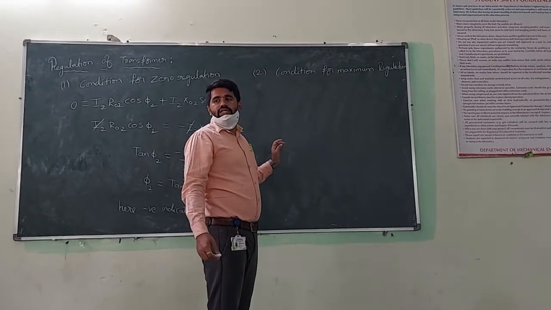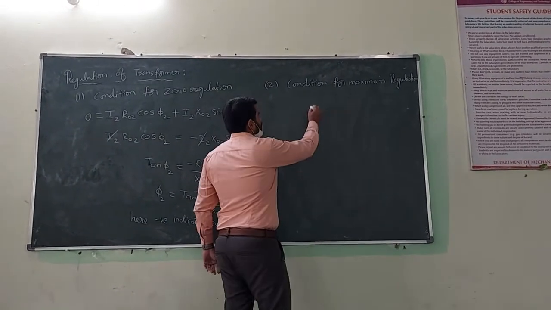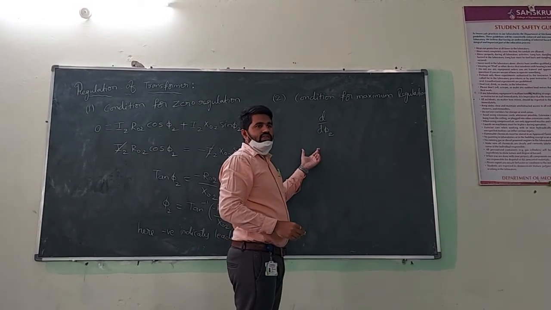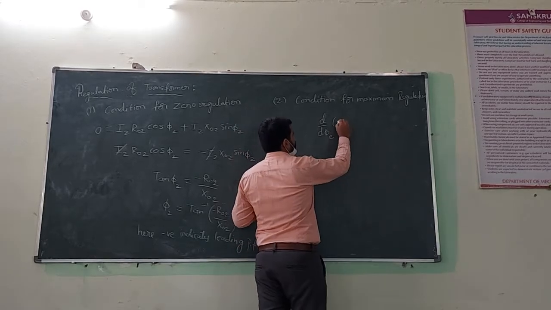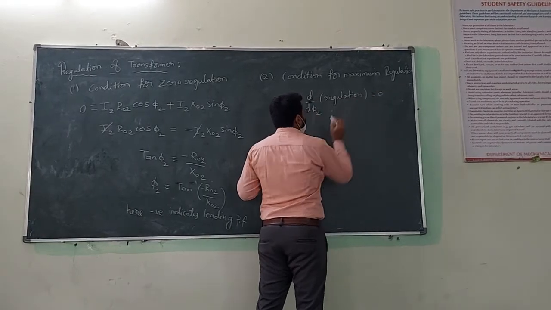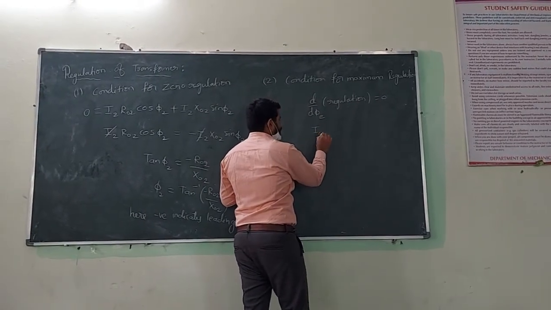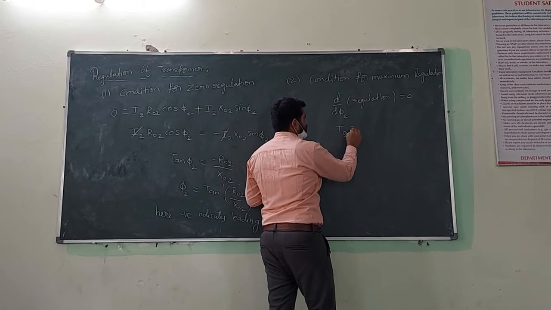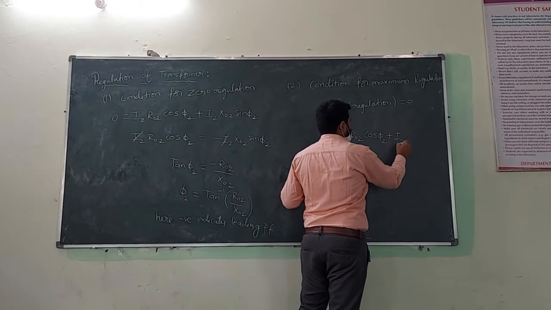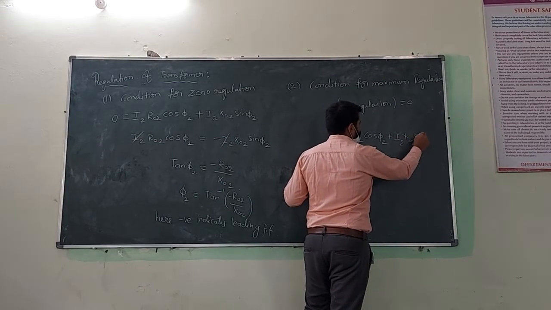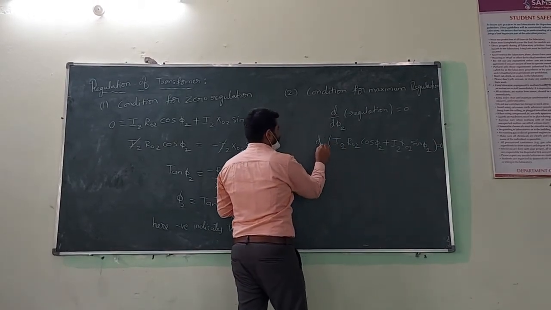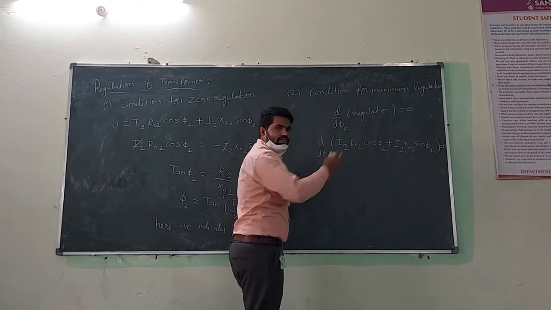Next, the second condition is to get the maximum voltage regulation. We should differentiate the regulation with respect to phi 2 and equate it to 0. We know the regulation formula: I2 R02 cos phi 2 plus I2 X02 sin phi 2. This should be differentiated with respect to phi 2, d by d phi 2, and equated to 0.